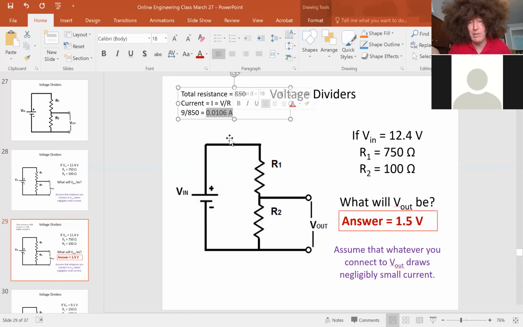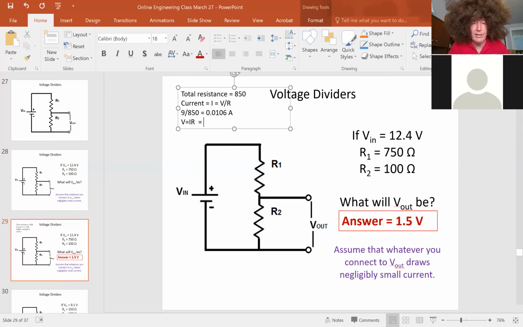Now you understand why people use milliamps. It's so hard to say 0.0106 amps. It's a whole lot easier to just say 10.6 milliamps. Okay, so now we know how much current is flowing through it, but that's not what I was after. I wanted to know what is the voltage drop across it. So what I need to do next is I take the other form of Ohm's law, which says that the voltage is equal to I times R.